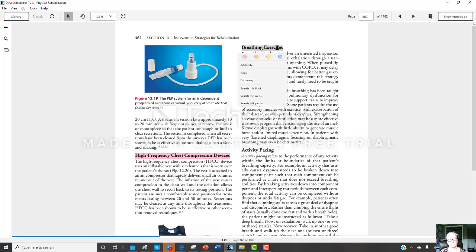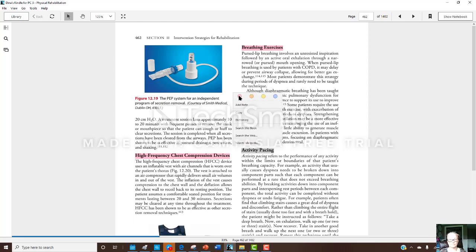pauses to remove the mask or mouthpiece so that the patient can cough or huff to clear secretions. The session is completed when all secretions have been cleared from the airways. PEP has been shown to be as effective as postural drainage, percussion, and shaking.